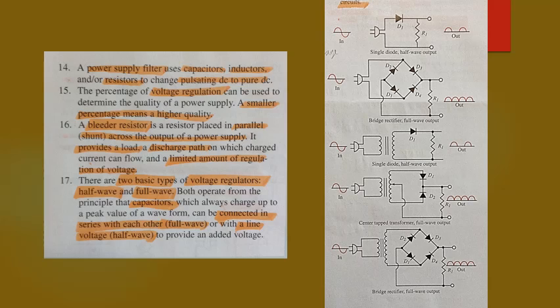There are two basic types of voltage multipliers, half wave and full wave. Both operate from the principle that capacitors, which always charge up to a peak value of a waveform, can be connected in series with each other, full wave, or with a line voltage, half wave, to provide an added voltage.